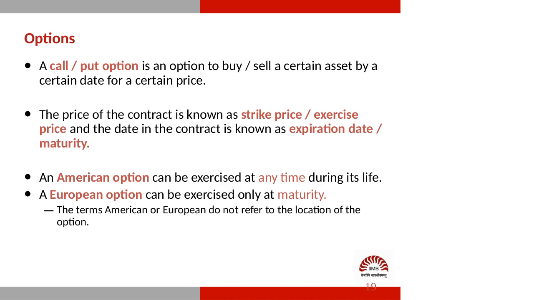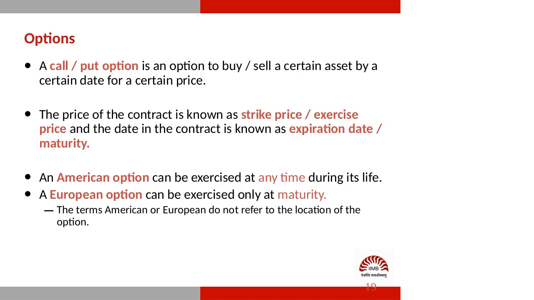Now options are classified in various different manners. One classification is in the form of what are called European or American options. As I've written there, the term European or American does not have any bearing on the location of the option. A European option can only be exercised on a fixed date. So there is only one day on which the option can be exercised.